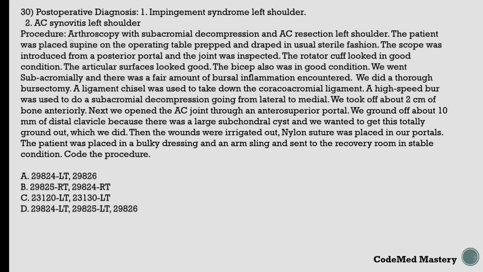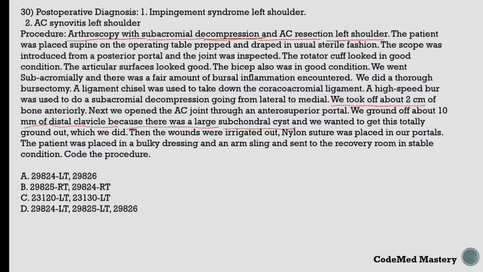So here the procedure they have done is arthroscopy with subacromial decompression and AC resection, left shoulder. So let us look at option A, 29824. 29824 is for arthroscopy, shoulder, surgical with distal claviculectomy including distal articular surface. In the question you can find they have mentioned we took off about 2 cm of distal clavicle because there was a large subchondral cyst. So what they have done?